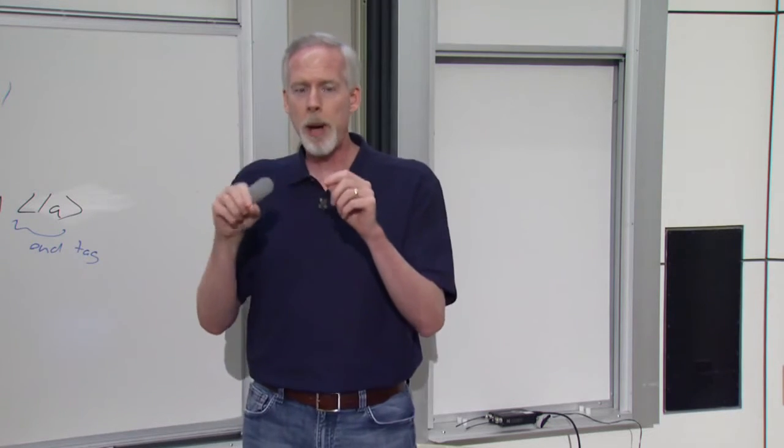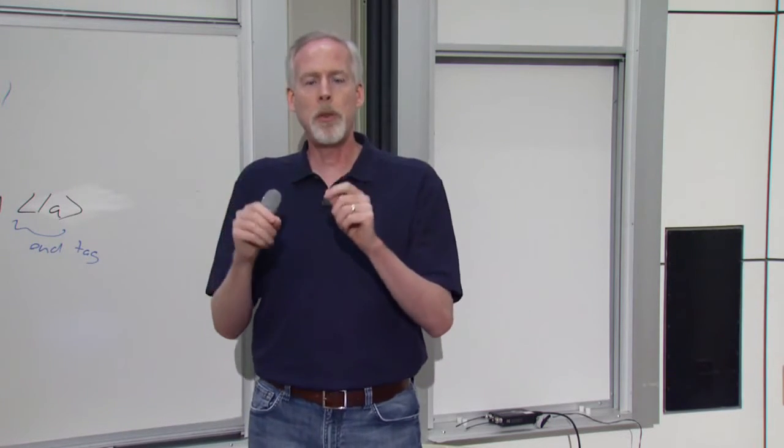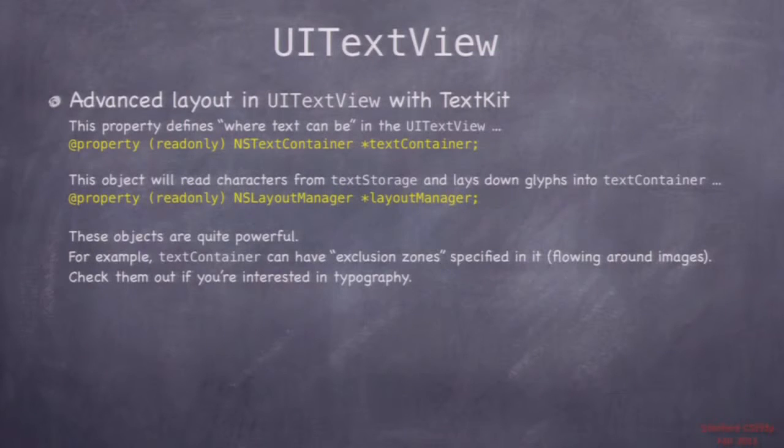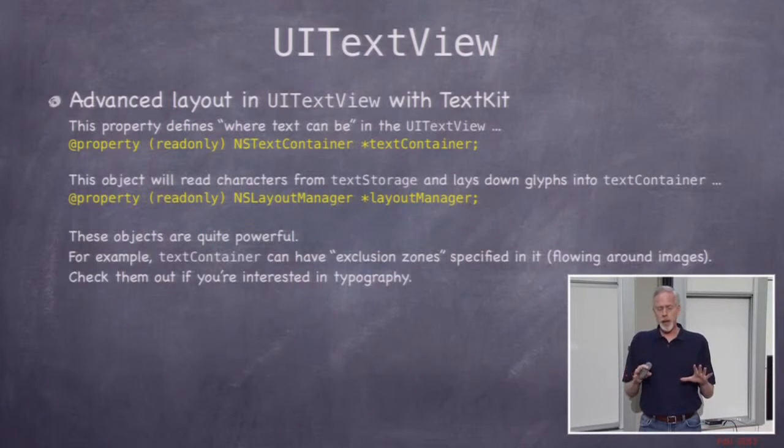You just create a Bezier path that encompasses the thing you want to flow around, and you just set that as an exclusion zone in the text container property here of UITextView, and it'll just flow around. So we're not going to talk about that advanced stuff. It's all part of TextKit, which is new for iOS 7.